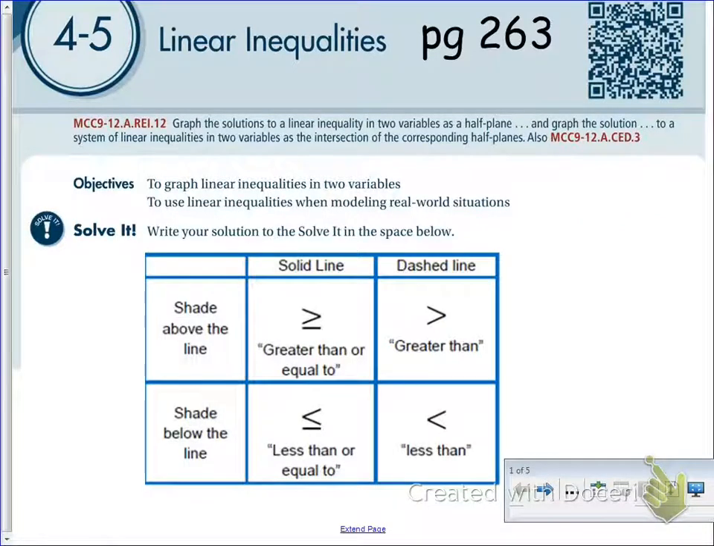Okay, class, you need to open your book to page 263. And once you get there, you can go ahead and pause this video so that you can copy this table that I have on the board into the space underneath the Solve It in your book.